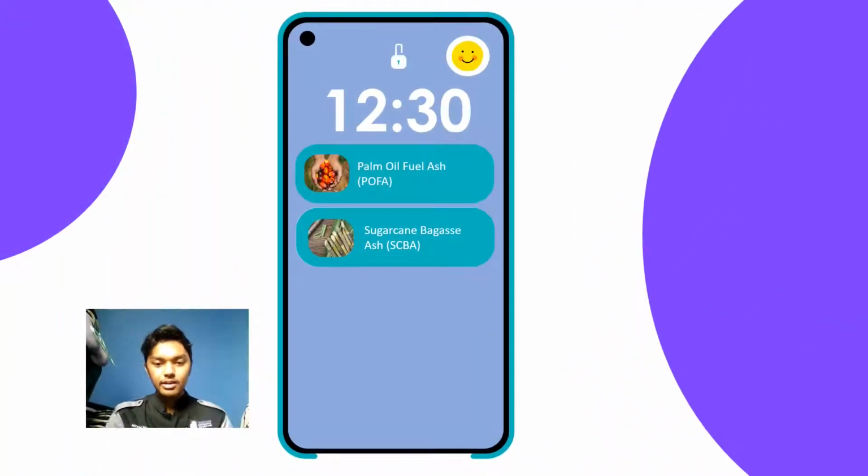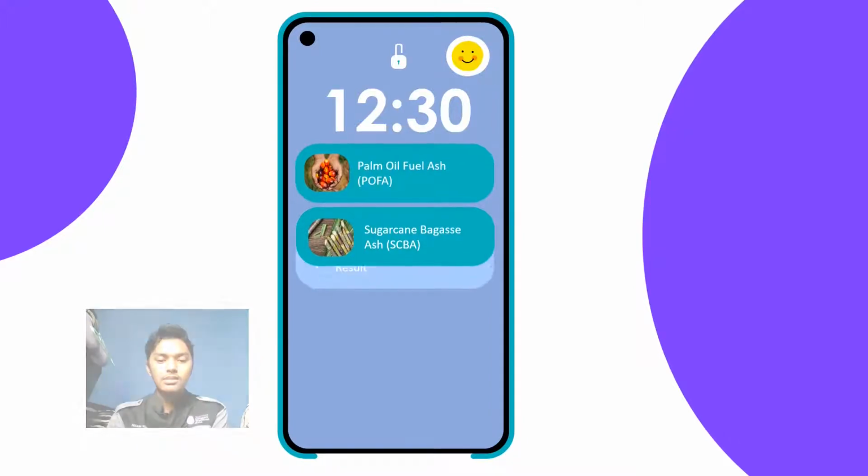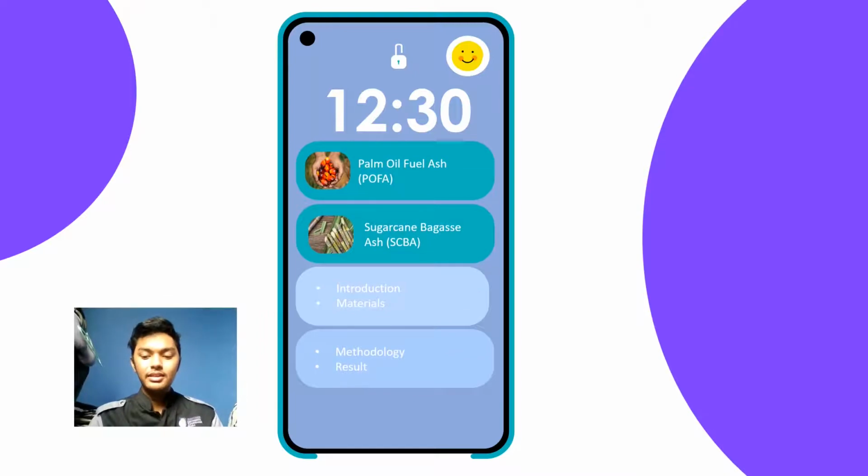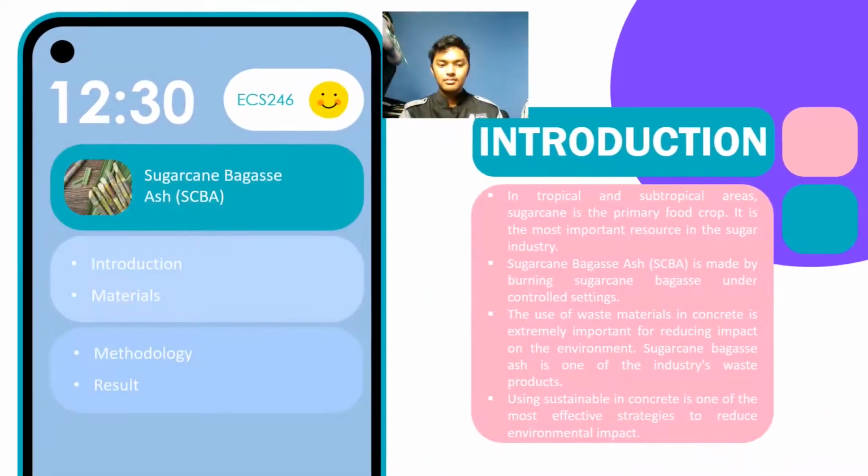Second, our research article, which is sugarcane bagasse ash. For the introduction, in tropical and subtropical areas, sugarcane is the primary food crop. It is the most important resource in the sugar industry. Sugarcane bagasse ash, which is SCBA, is made by burning sugarcane bagasse under the control setting.